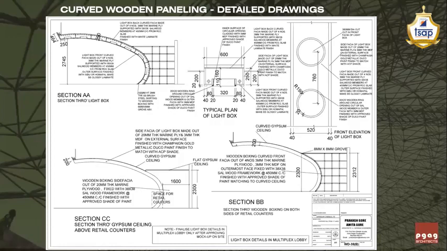So now you can see and observe how the detail drawing is shown and how the specifications have been written. For example, the wooden boxing curve front fascia out of 4 numbers of 3 mm thick marine plywood, 3 mm thick MDF on outermost face fixed with 38 by 38 salwood framework at 450 mm center to center, finished with approved shade of paint matching to curved ceiling.